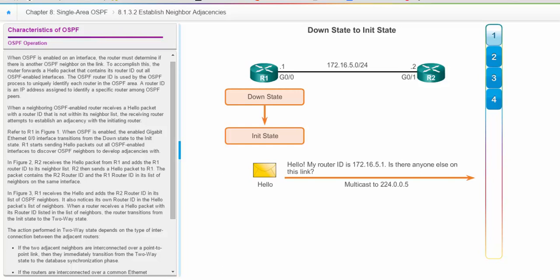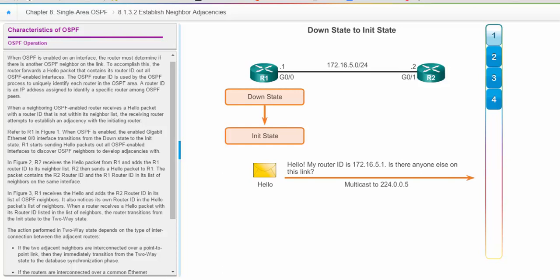The OSPF router ID is used by the OSPF process, and it is able to uniquely identify each router in the OSPF routing area. The router ID is an IP address assigned to identify a specific router among the OSPF peers.